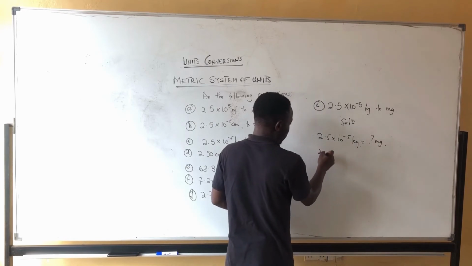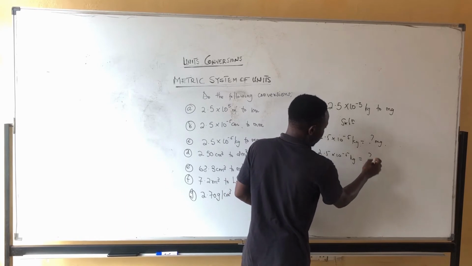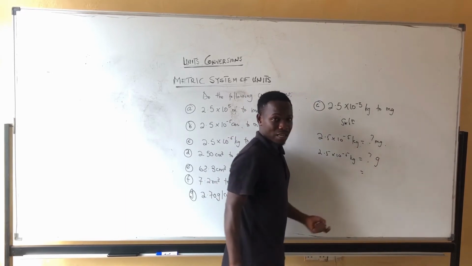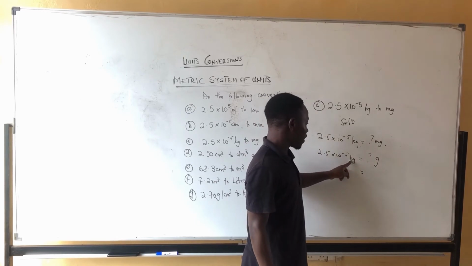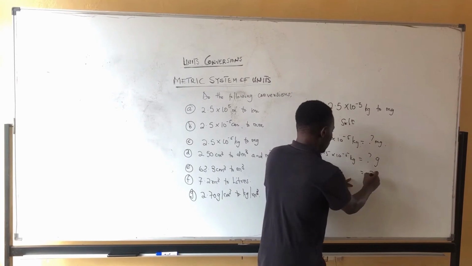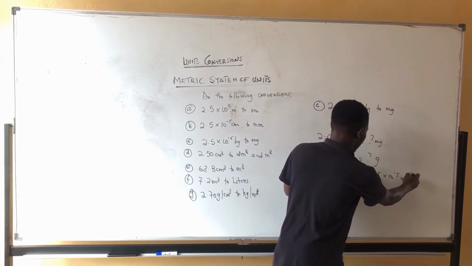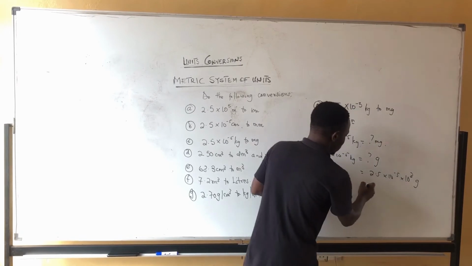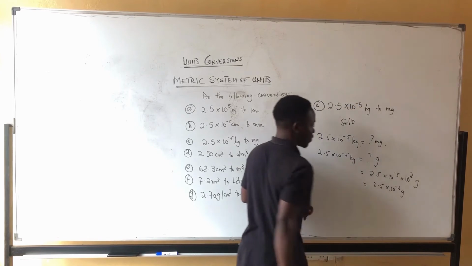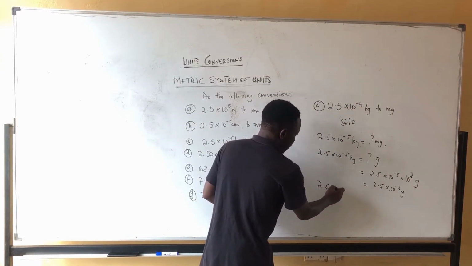First of all, 2.5 times 10 to the power negative 5 kilogram is equal to what in grams? I can get that by mere substitution. If I substitute the value of k, my answer will now be in gram. So 2.5 times 10 to the power negative 5 times 10 to the power 3 grams. This is 2.5 times 10 to the power negative 2 grams.